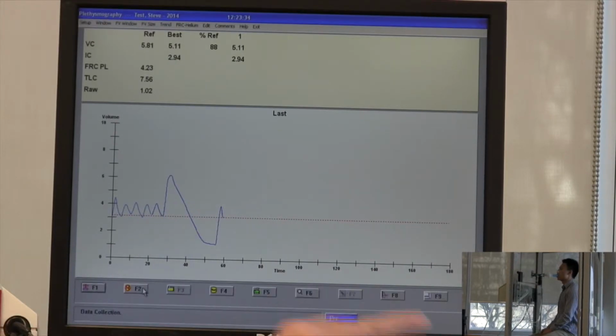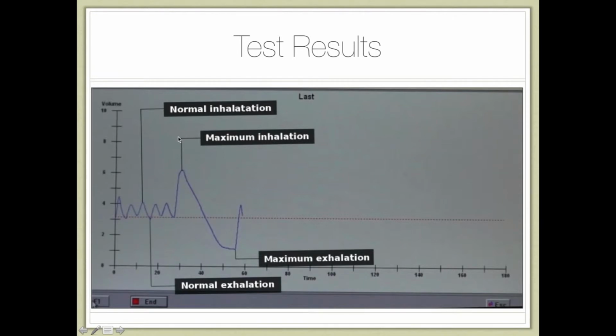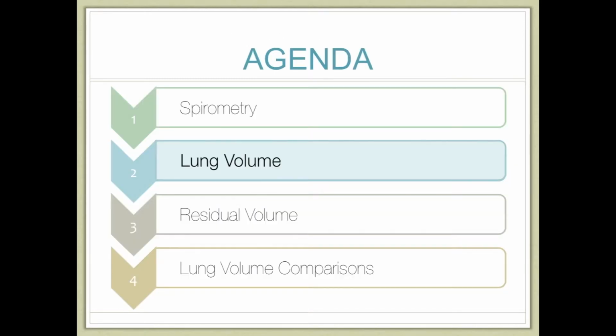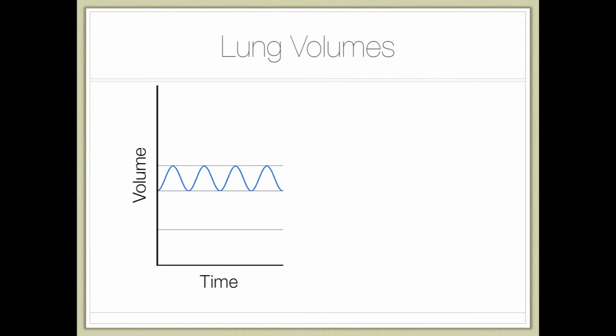Perfect. Okay, great. So here are the screenshots of results with labels, showing normal versus maximal inhalation and normal versus maximal exhalation. Now we'll go into what they represent, and these will be tied with lung volume. When we're looking at graphs, it's always a good idea to know what the different axes represent. We can see that the y-axis on this graph represents the volume of air in the lungs, and the x-axis represents time. Therefore, this graph shows how the volume of air in our lungs changes with time.